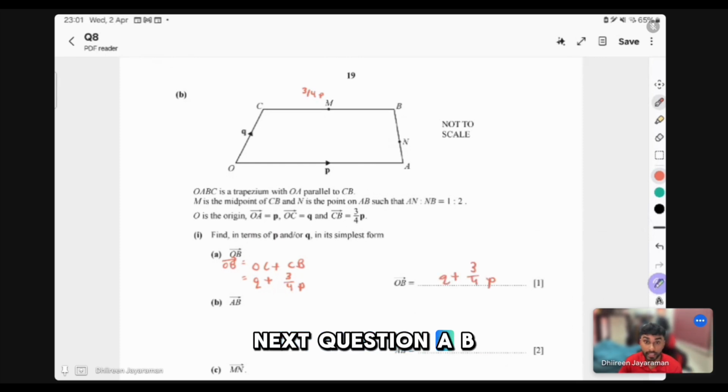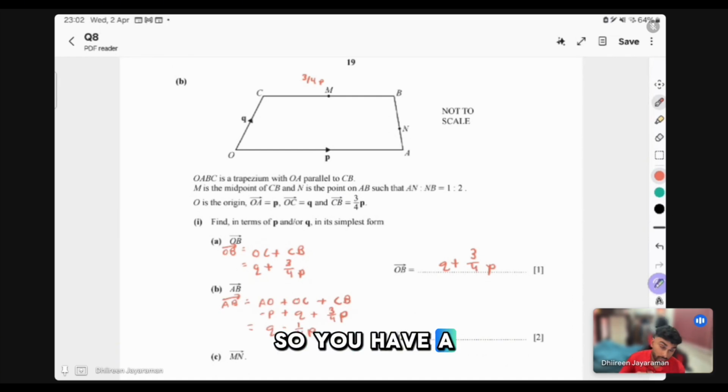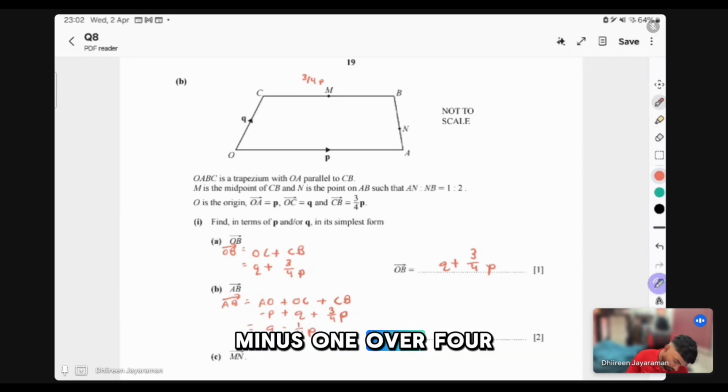Next question, AB. A method to get from A to B is from A to O to C to B. So you take AO plus OC plus CB. You get negative p plus q plus 3 over 4 p, which equals q minus 1 over 4 p.